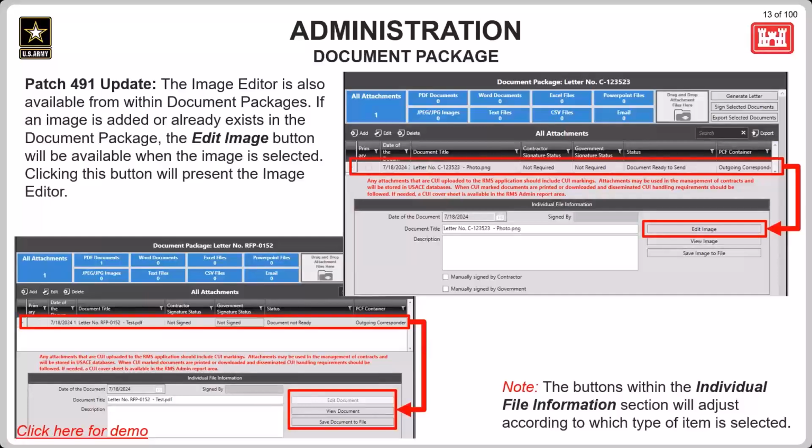The image editor can also be used in document packages. When an image is selected in a document package, the edit image window button will bring up that same image editor window for the image selected. Read and write permissions will be needed for the module where the image is being edited in order to use this feature.